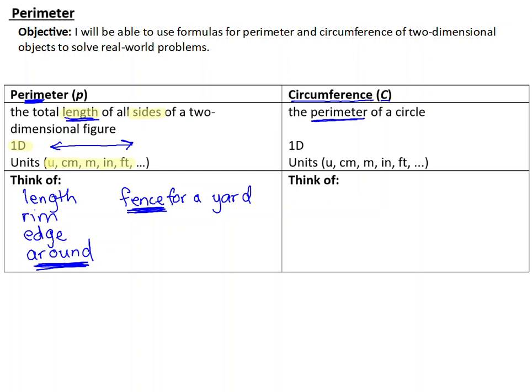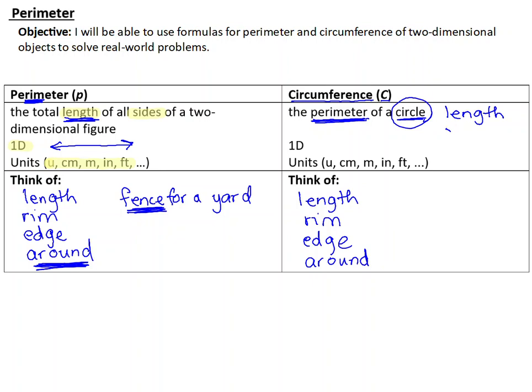Circumference is the perimeter of a circle. So remember, because perimeter means length, circumference will mean length. But because it's for the circle, it's the length around. So we're still thinking of things like we did for perimeter, such as length, or rim, or edge, or around. But this is length for a circle. Think of the crust of a full pizza. That would be the circumference.